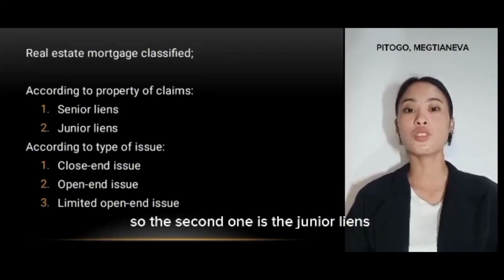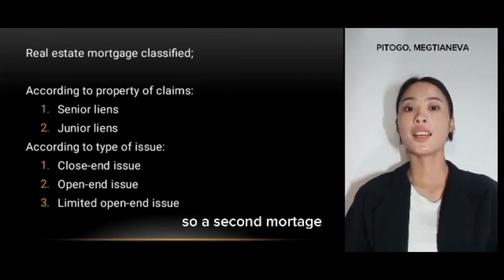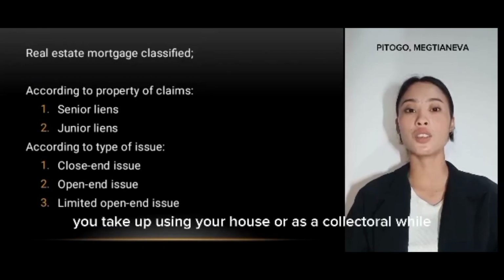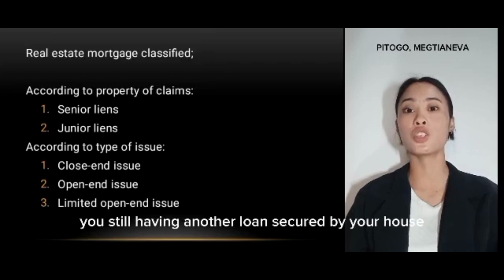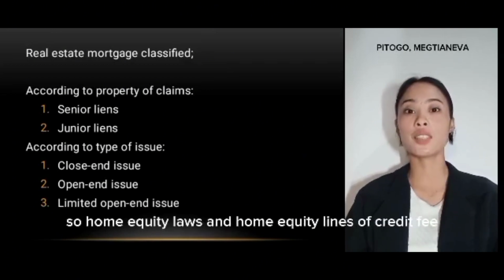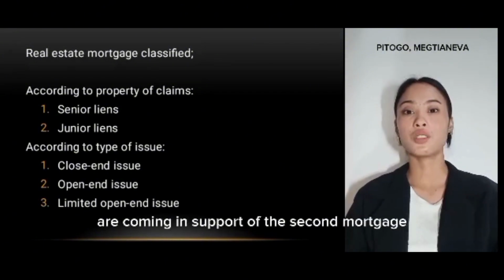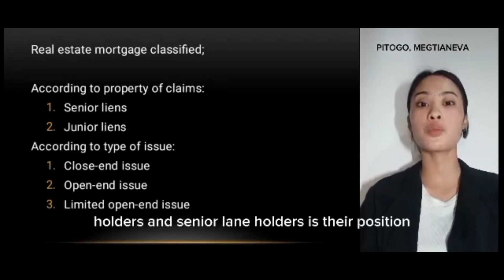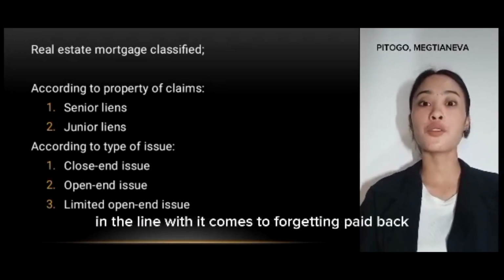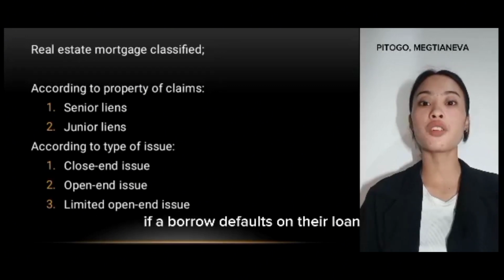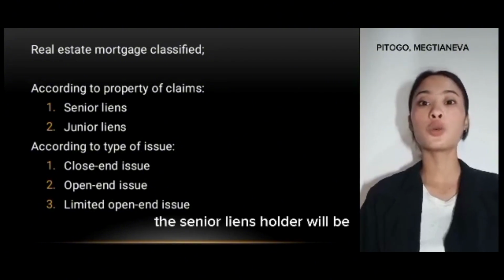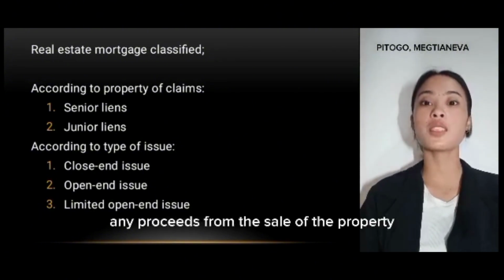So, the second one is the junior liens. A second mortgage, a junior lien, is a loan you take out using your house as collateral while you still have another loan secured by your house. So home equity loans and home equity lines of credit are common examples of the second mortgage. The main difference between the junior lien holders and senior lien holders is their position in the line when it comes to getting paid back. If a borrower defaults on their loan and the property is foreclosed, the senior lien holder will be the first in line to receive any proceeds from the sale of the property.